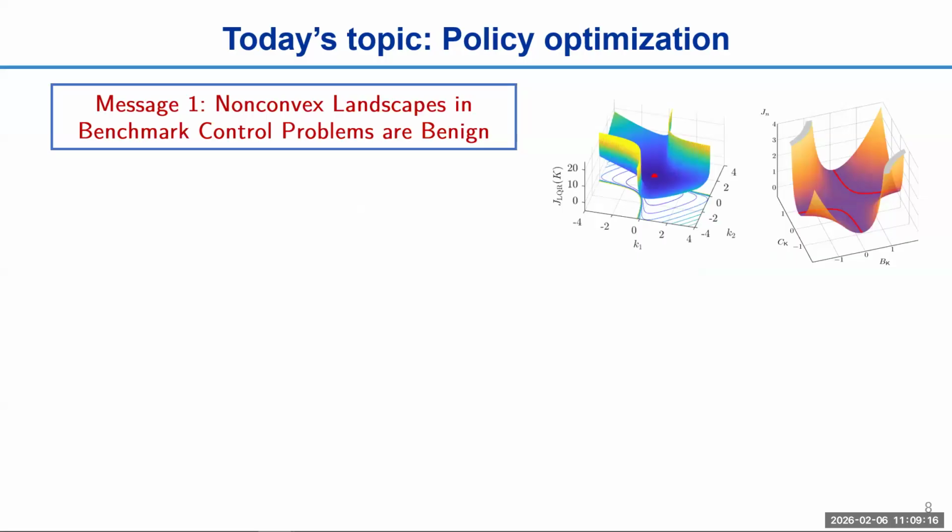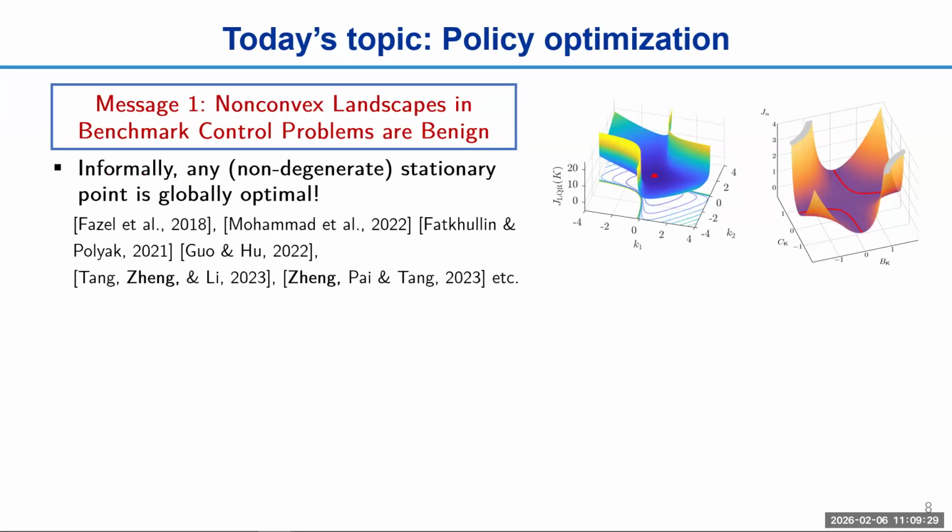So with this background, in this talk, I'll give you some good news. The first message I want you to remember is that the non-convex landscape in many benchmark control problems is benign. It's non-convex, but it's benign. So informally, we can show that any stationary point is globally optimal. So this is a very general statement. In this part, I'm going to review some existing results and some results in my own group as well. I'm going to show you that for many classic control problems, it has benign non-convex geometry. If you find a stationary point, you almost find the global minimizer.